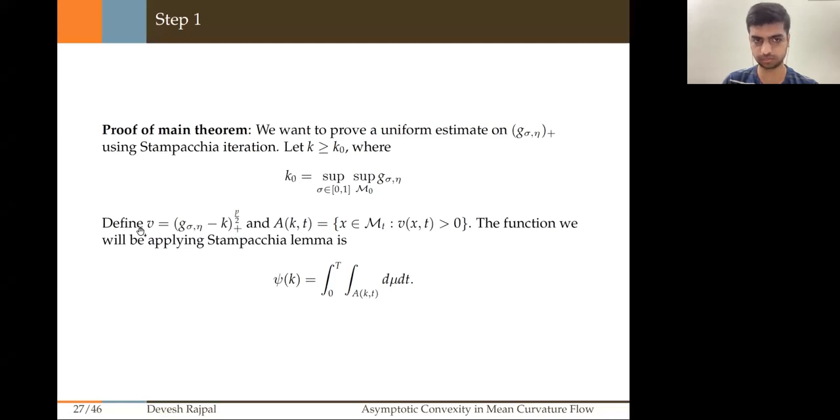Also, let v squared be G sigma comma eta minus k raised to p, which has sufficient derivatives for large enough p, so we can differentiate this function. And we want to apply the Stampacchia lemma to this integral, which measures the area of A_k(t) integrated over the time our solution survives. We'll see that if we are able to prove that this function is 0, it will imply a uniform bound on G, because then A_k will be the empty set, and so G needs to be less than or equal to k over all time.